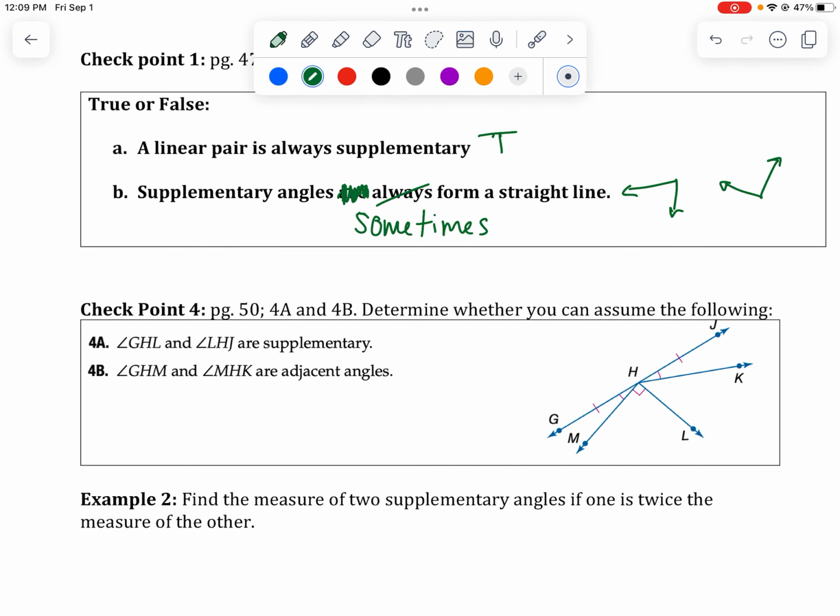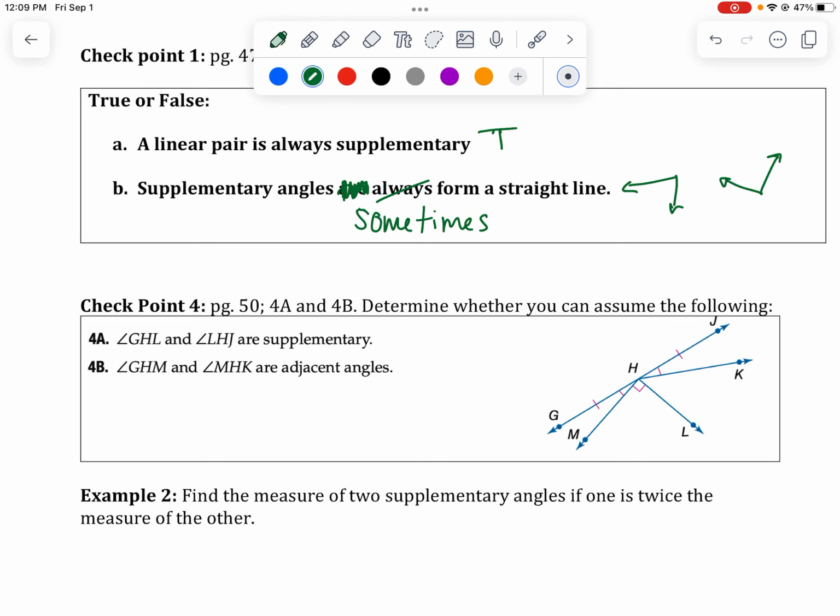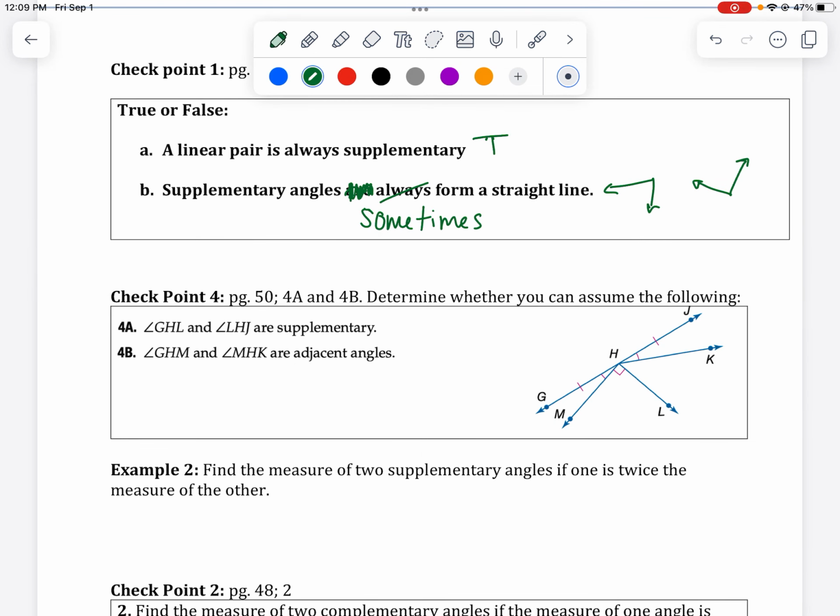So using that knowledge, let's look at checkpoint 4, page 54A and 4B. And I'd like you to determine whether you can assume the following. GHL and LHJ are supplementary, and GHM and MHK are adjacent. All right, please pause the video, consider those 2 problems, answer the question, and then check your work by unpausing.